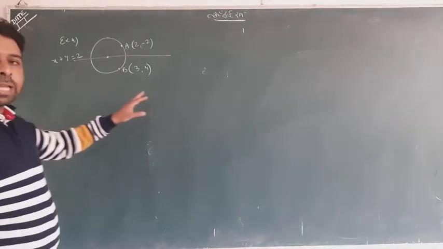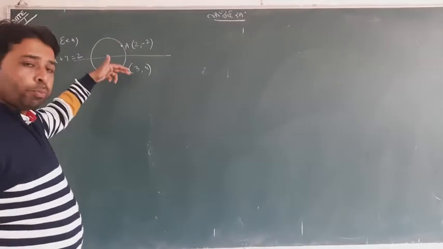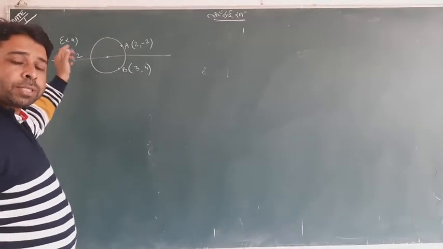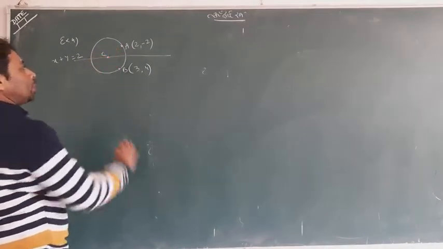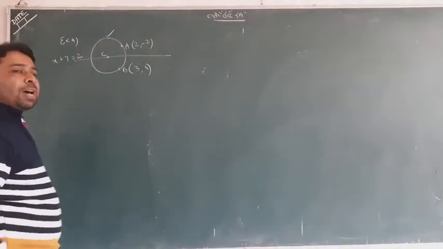If I make a picture, you have to find the equation of the circle which passes through 2 points and whose center lies on the line, meaning the line passes through the center C. Okay, this is the situation. It's very simple. We have to find the equation of the circle. So how can we find it?